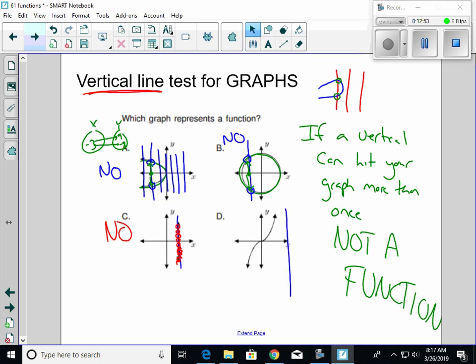Okay, so if I draw a vertical line, here's the graph. Is there anywhere where that vertical line will hit the graph more than once? There it would hit once, only hit once, only hit once, only hit once. So this one is the function, because that vertical line only hits the graph one time.